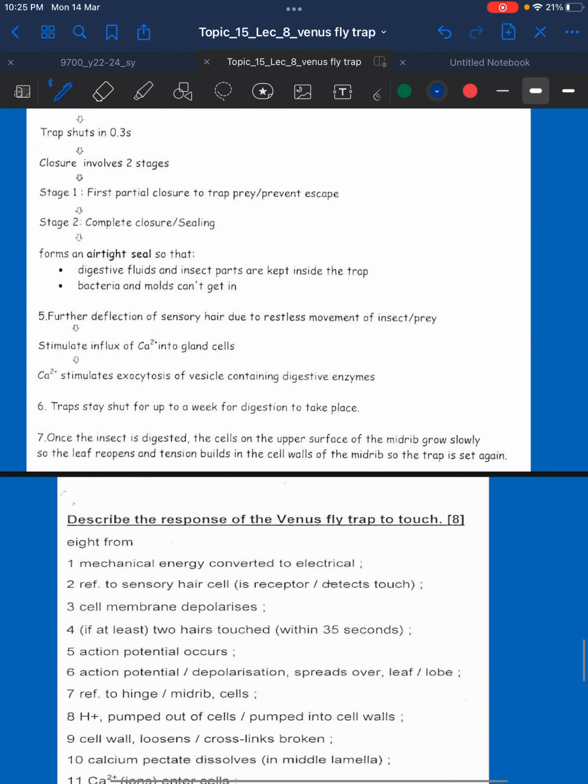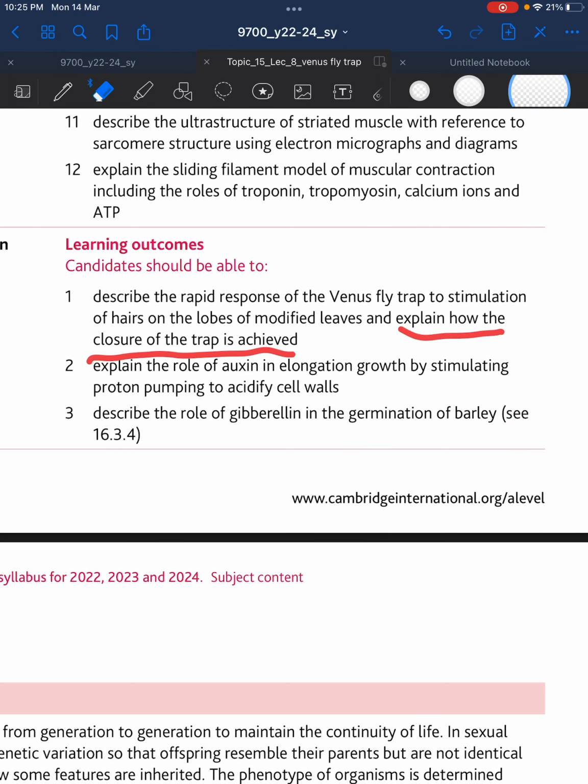Okay. So the syllabus is only up to here. You don't need to talk about number 7. Number 7 is the opening, no need. It says only the closure, so there's no need to think about the opening. But the opening is actually caused by more growth, which builds up the tension.